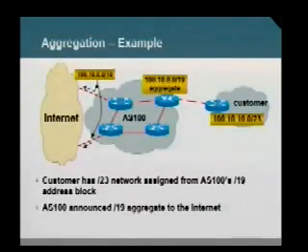So here's an aggregation example. Customer's got a /23 network, for example, assigned from AS100's /19. AS100 is announcing their aggregate because they're a good ISP.